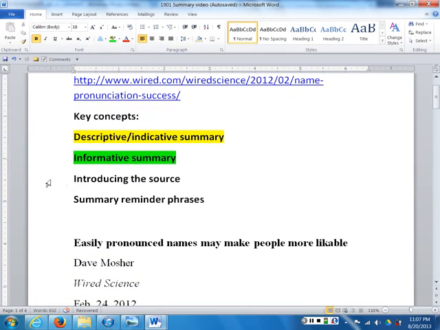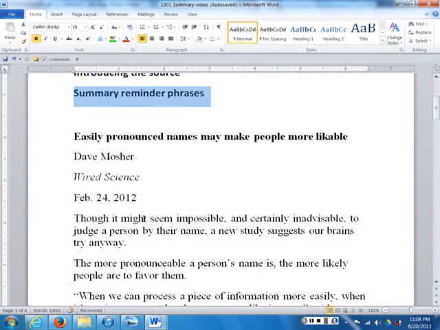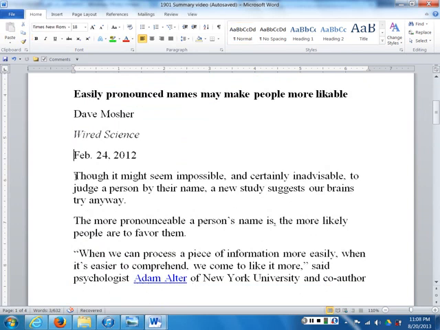We will also talk about these two techniques that you will need to use in your summary in order to properly credit your source, and always let the reader know whether you're summarizing or not. Alright, so this article begins, though it might seem impossible and certainly inadvisable to judge a person by their name, a new study suggests our brains try anyway. So the main thought is our brains try anyway, try to judge a person by their name.